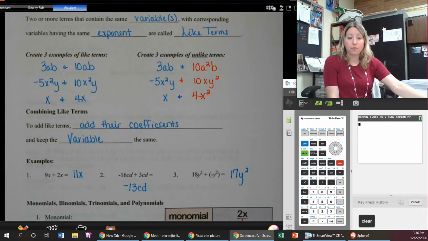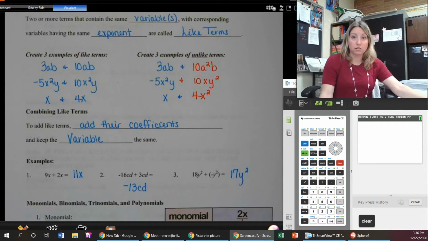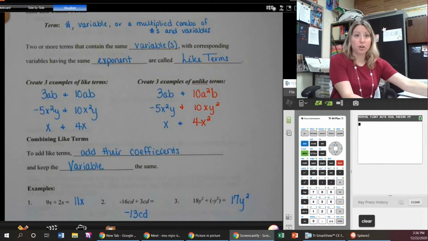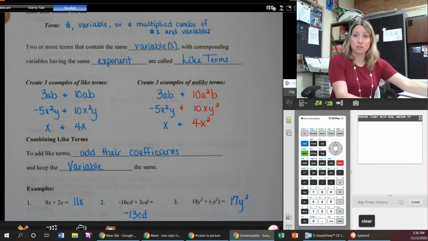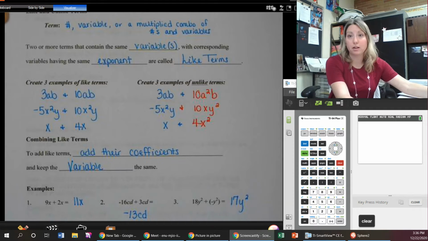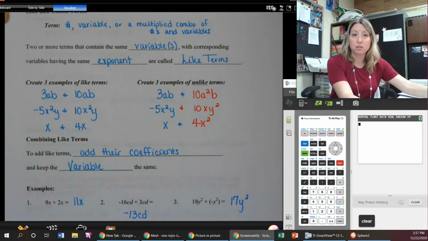Okay. This is very important. So if you don't understand this, please stop here, go back, and look at these again, because this is one of the biggest deals this year. You've got to be able to identify like terms and combine them. All right?